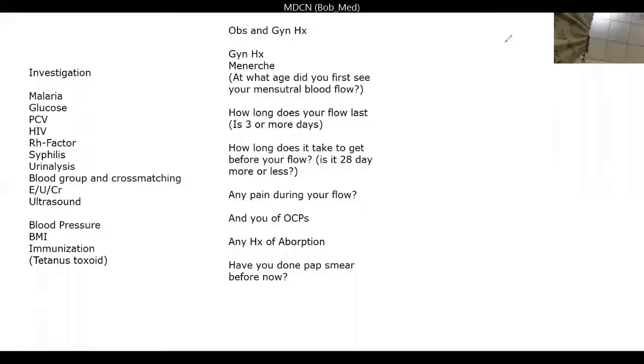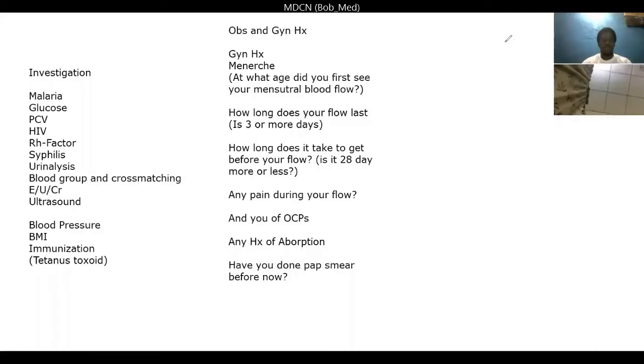So these are the main questions you ask the patient. There are still some other questions you may want to include. You might want to also include things like dyspareunia, which is also very important. Please take notes. Okay.